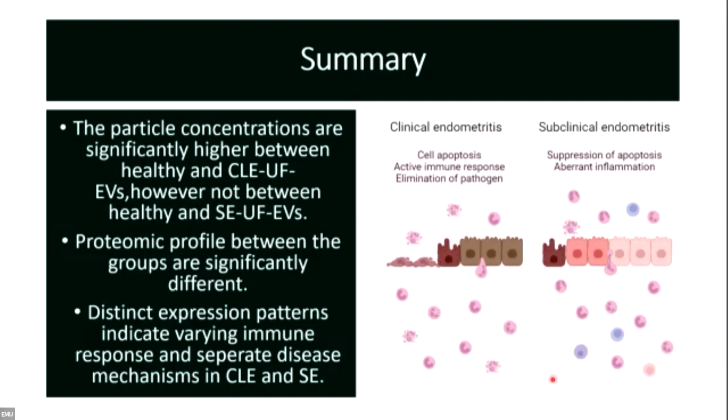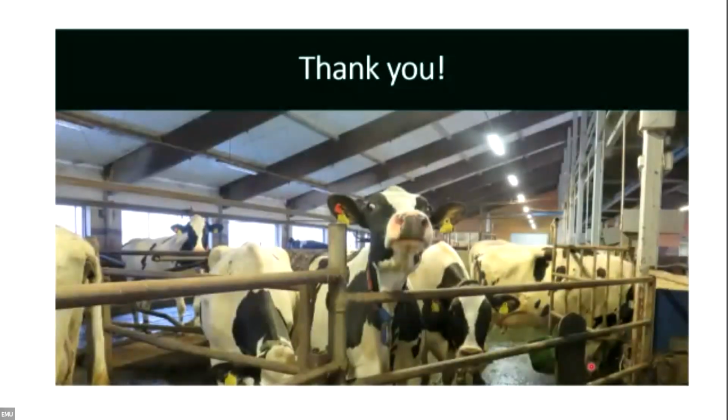In summary, the particle concentrations are significantly higher between healthy and clinical endometritis uterine fluid EVs, however, not between healthy and subclinical uterine fluid EVs. The proteomic profiles between the groups are significantly different, with distinct expression patterns indicating various immune responses and separate disease mechanisms in clinical endometritis and subclinical endometritis. Thank you, and I'm ready to answer your questions.